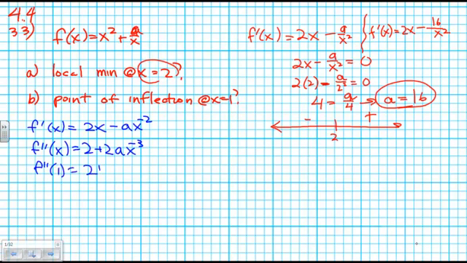Now, what is f double prime at 1? 2 plus 2a times 1 to the negative 3rd power. 1 to the negative 3rd power is just a 1, so it looks like I just get 2 plus 2a. And when does that equal 0? Let's bring the negative 2 over there. Let's divide by 2. And it looks like when a is negative 1.